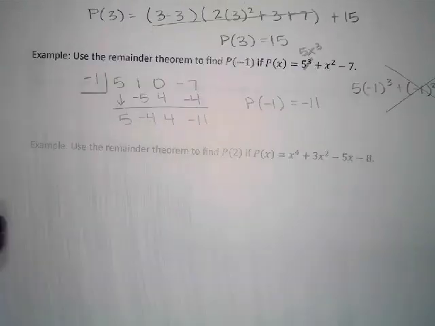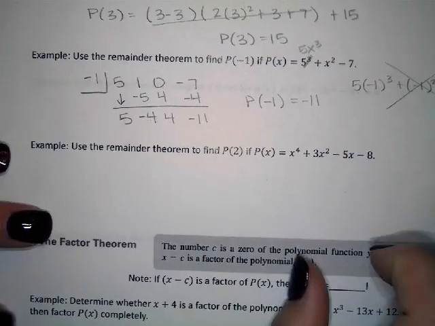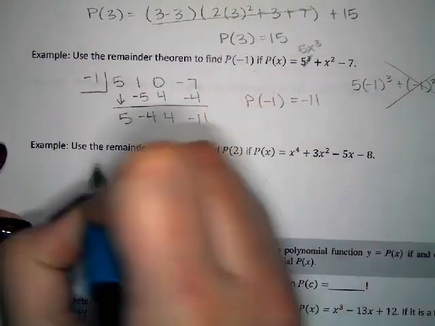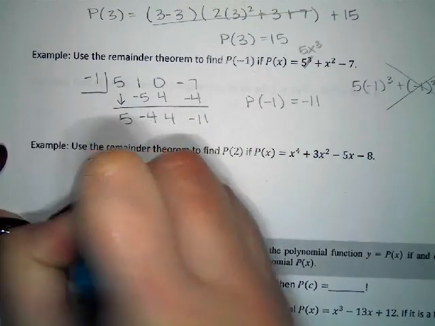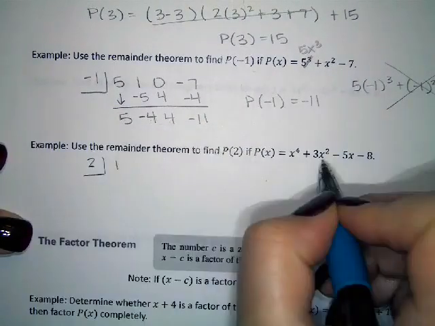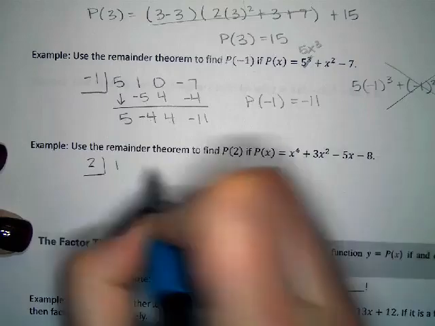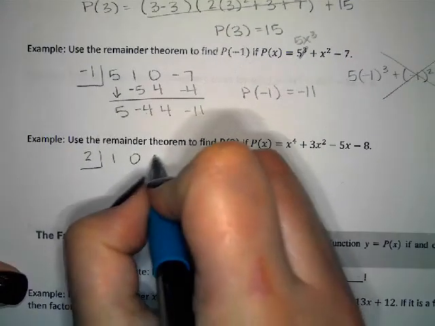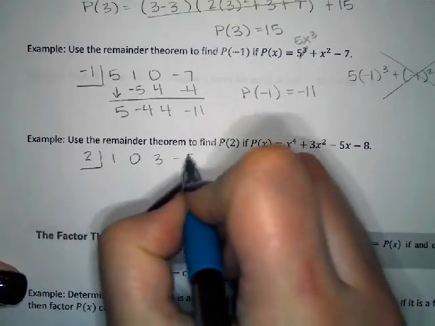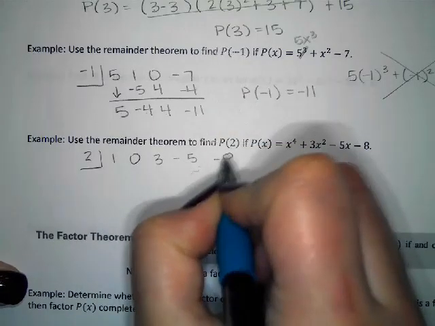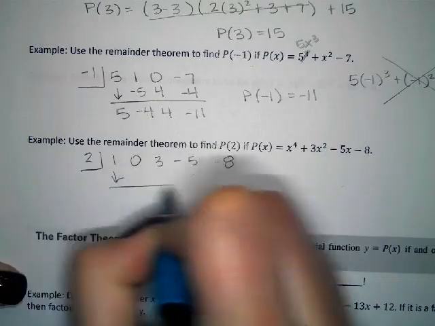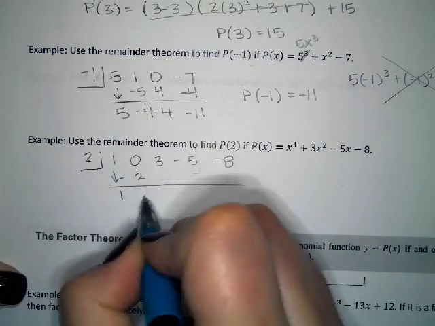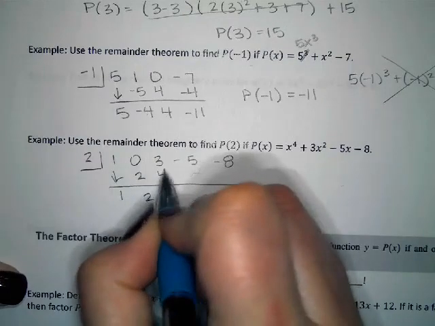All right, we're going to do it again. Plug in 2 to the function. We've got 1. This skips x to the third, so I'm going to put a 0 in there for x to the third. And then 3, -5, -8. 1 times 2 is 2. 2 times 2 is 4. 7 times 2 is 14. 9 times 2 is 18.